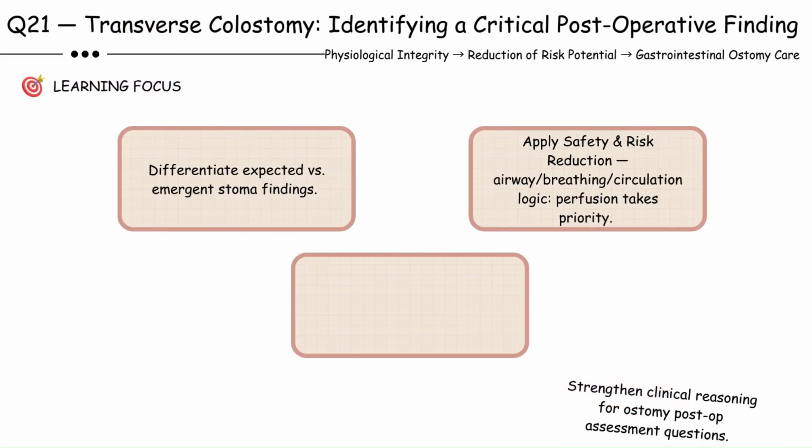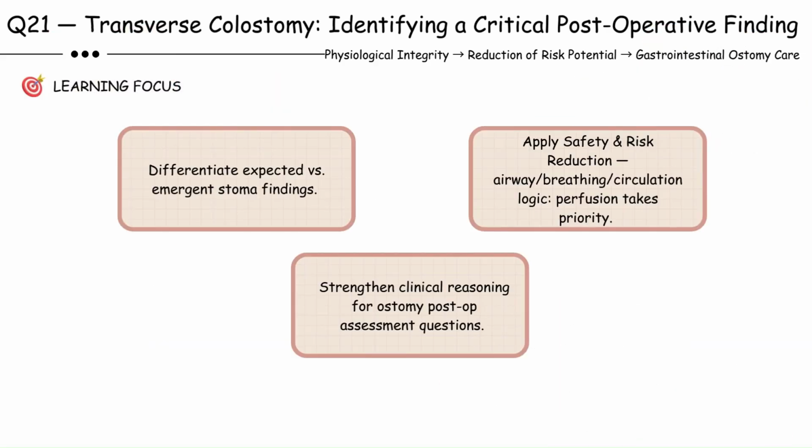And here's your key takeaway. With any new ostomy, the stoma's color is a priority assessment, just like pulses in a limb after a cast. If the stoma looks purple, blue, or black, you don't just make a note, you act. That rapid recognition of perfusion threats is exactly the kind of safety-focused thinking the NCLEX is testing. Let's keep going and build on this with the next colostomy-related question.